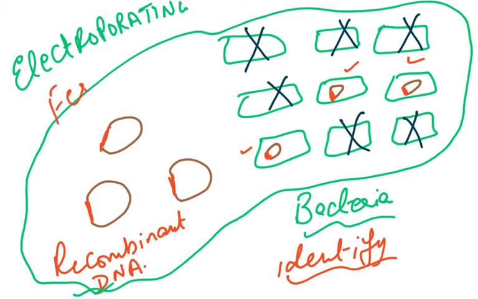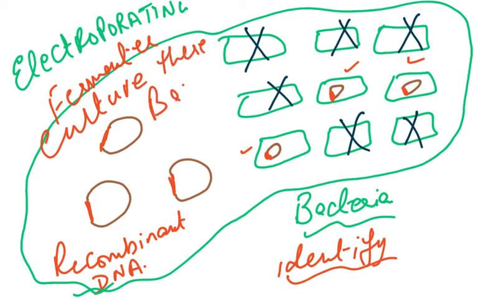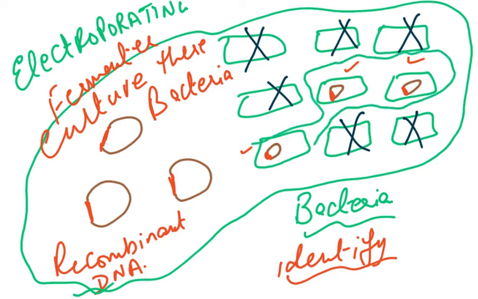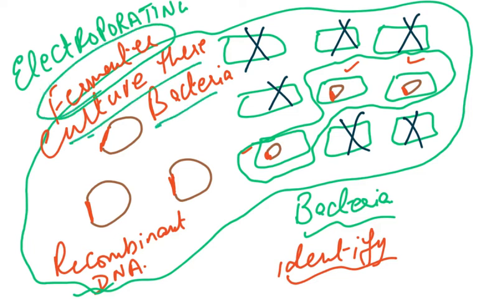Then we put them in a fermenter and we culture these bacteria. We add the food, and these bacteria produce insulin for us. So these insulin-containing ones, we put in a fermenter, culture them, add the food, add the nutrients, and these bacteria are going to grow. Each bacterium will have a copy of the recombinant DNA, and all these bacteria will produce insulin for us.